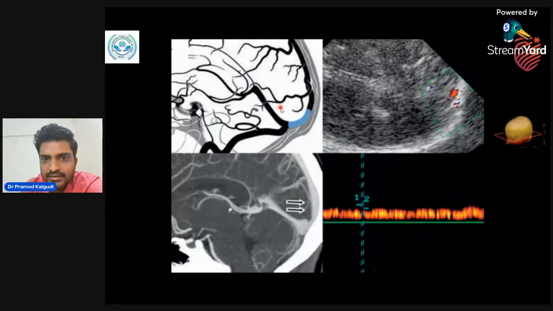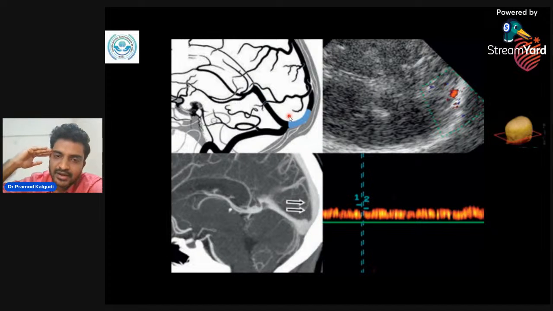This is again the terminal part of the superior sagittal sinus. Again, the axial plane, and then you just have to visualize where exactly your superior sagittal sinus is. It's just above the tentorium cerebelli. So you need to tilt it semi-coronally and manipulate it up and down so that you see something red.